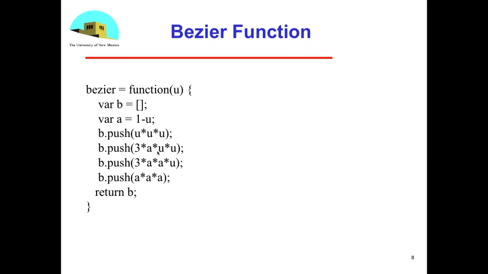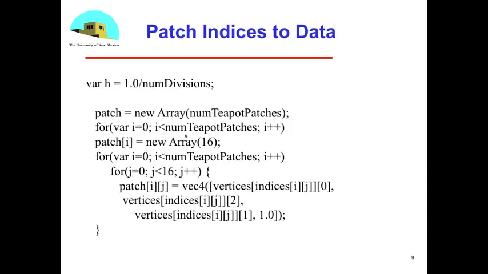Now, in order to render this thing, I've got to go from the vertex indices to the actual values of the vertices. So here's a little piece of code that will let you, for any node, take the indices, number of patches, and go over the number of patches, create an array of 16 values to put it in. And here's what I'm trying to do, is just create a vec4 for pointing into the array of vertices using indices of ij, and then take the x, y, and z elements and put them in there.